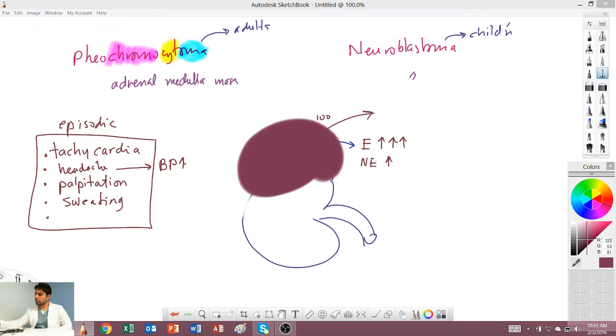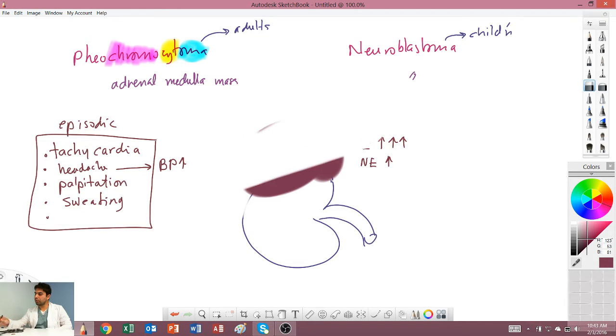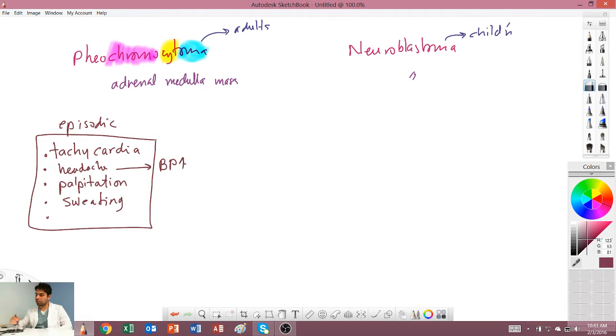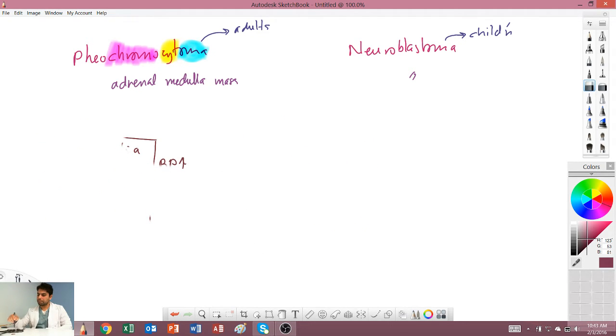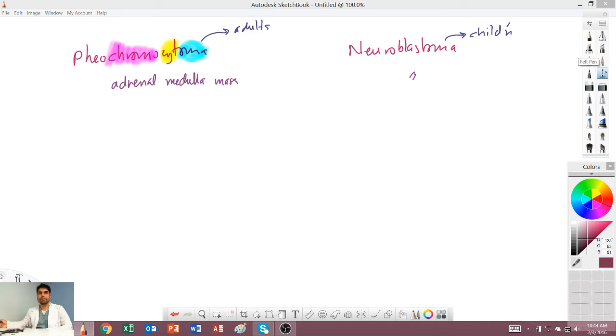You should be able to recognize these. Again, I'll go over these diseases again in endocrinology, because these are endocrine in origin, but just know for now, differentiate between pheochromocytoma and neuroblastoma. Know their symptoms and signs. And of course, know their biochemistry, which is the most important one.